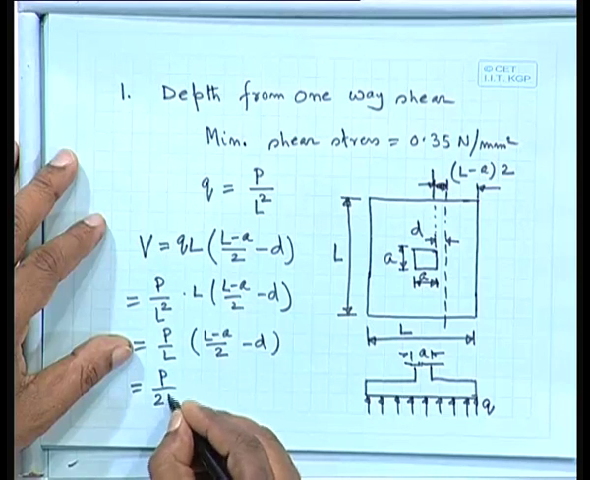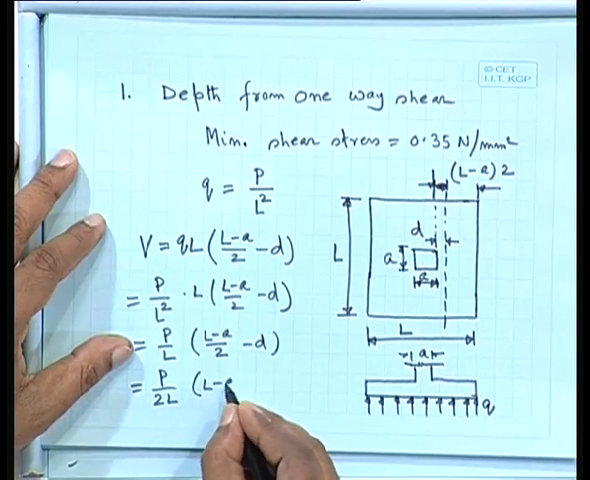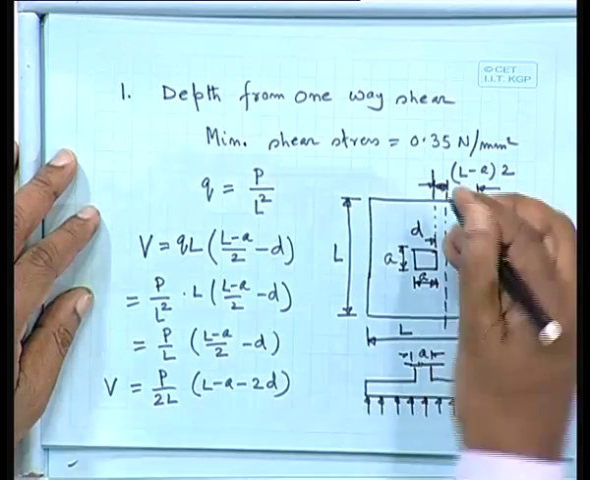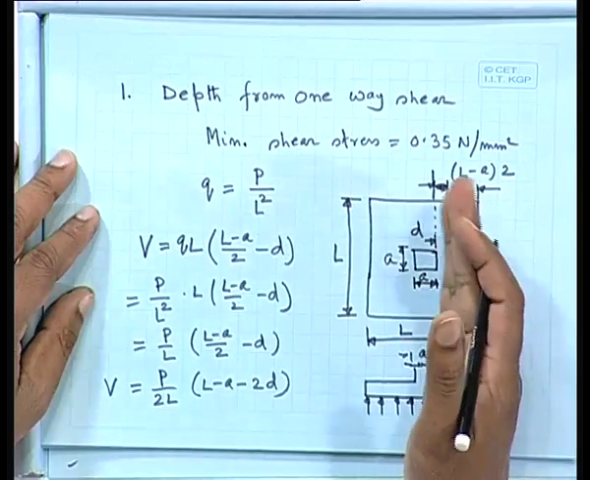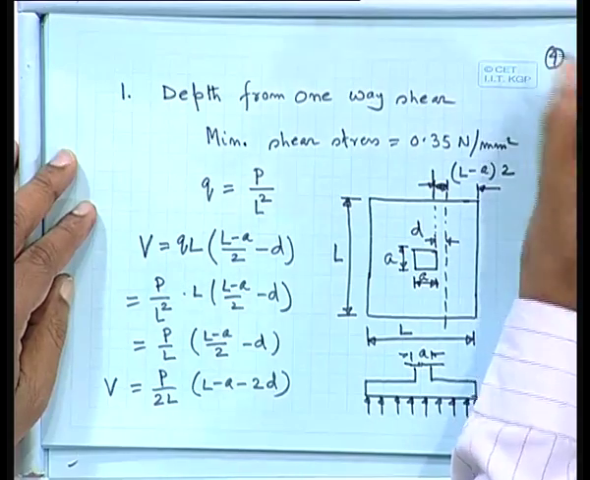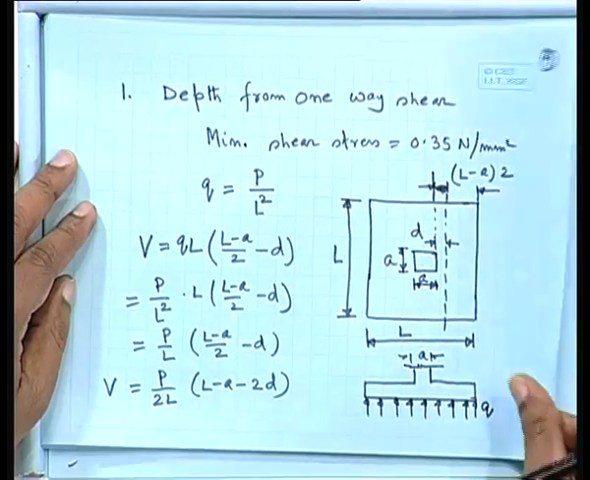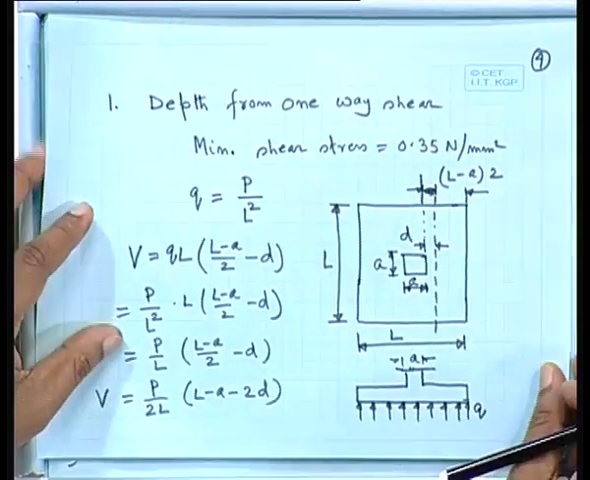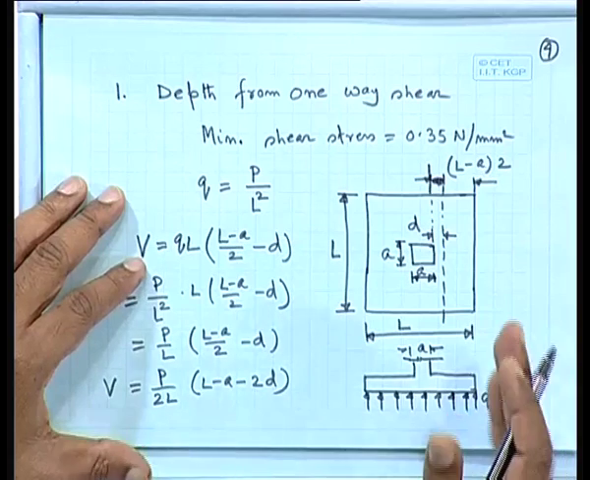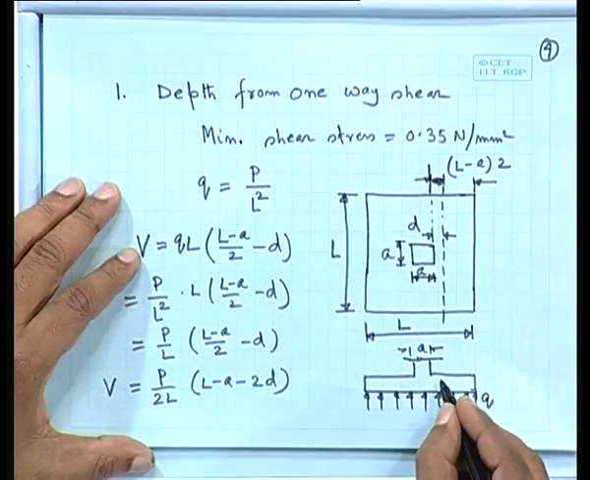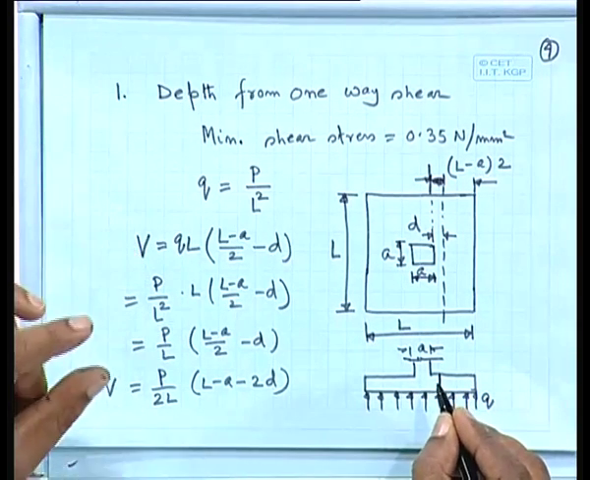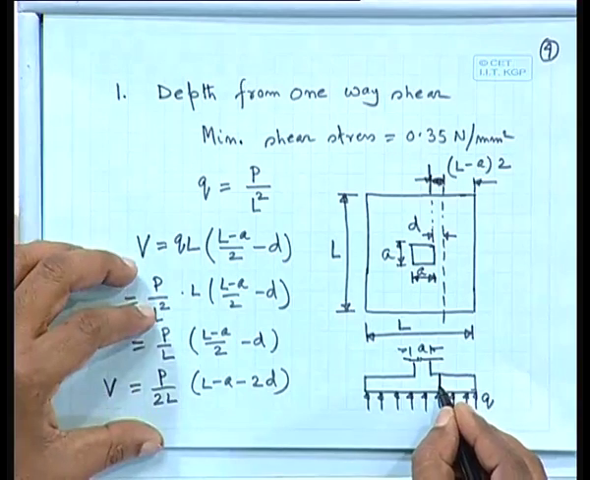Equal to, we can write down P by 2L, L minus A minus 2D. This is your shear force V along this line at a distance D from the face of the column. So, what about the shear force that is permissible? That permissible shear force is here, where we are taking the effective depth, small d.